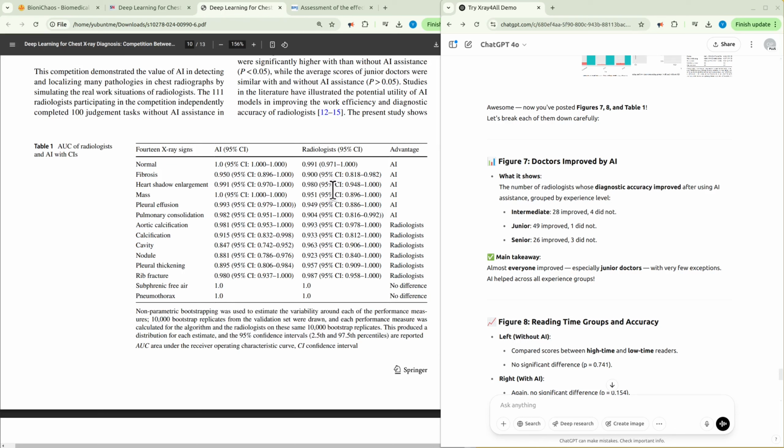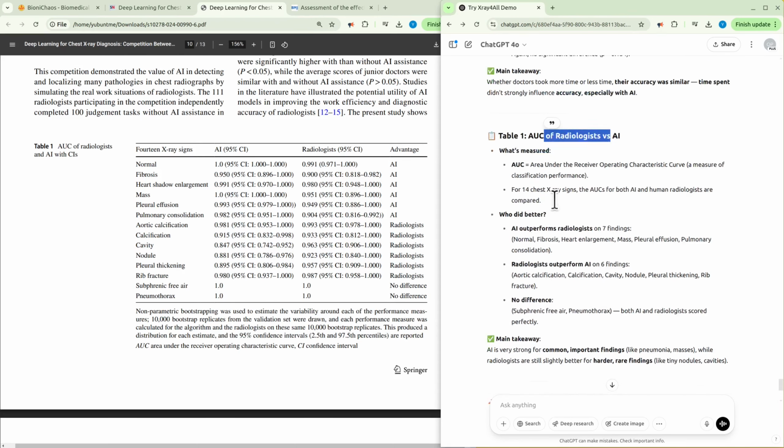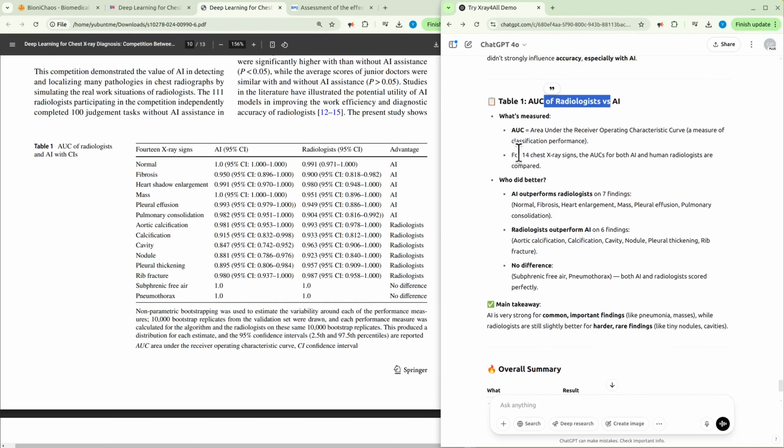AI advantage: AI outperforms radiologists on common or straightforward findings like normal findings, fibrosis, heart shadow enlargement, mass, pleural effusion, and pulmonary consolidation. Radiologist advantage: radiologists perform better on more nuanced or complex findings like aortic calcification, cavity, nodule, pleural thickening, and rib fracture. Equal performance: both perform perfectly on subphrenic free air and pneumothorax.